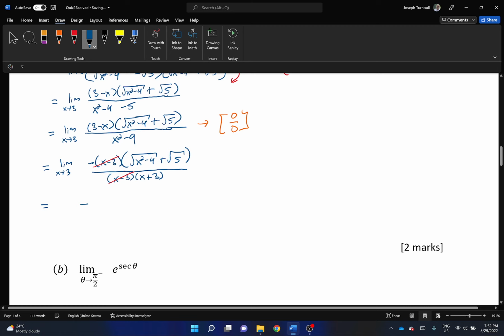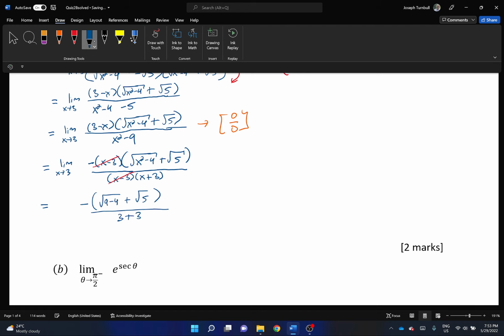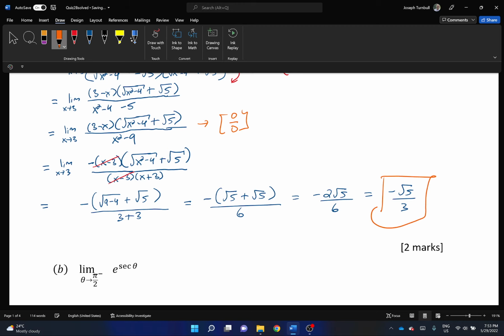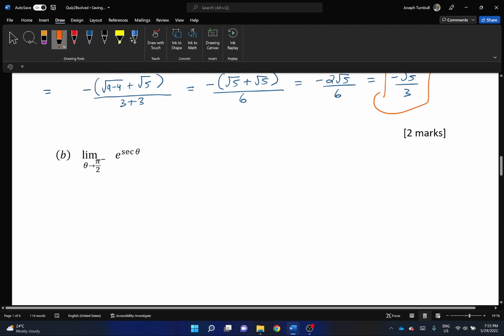So the negative is still there. We're going to have the square root of 9 minus 4 plus the square root of 5 divided by 3 plus 3. So negative root 5 plus root 5 over 6. Negative 2 root 5 over 6. And we can simplify a little bit. Negative root 5 over 3. Nasty. Nastier than it really should have been. Too hard.